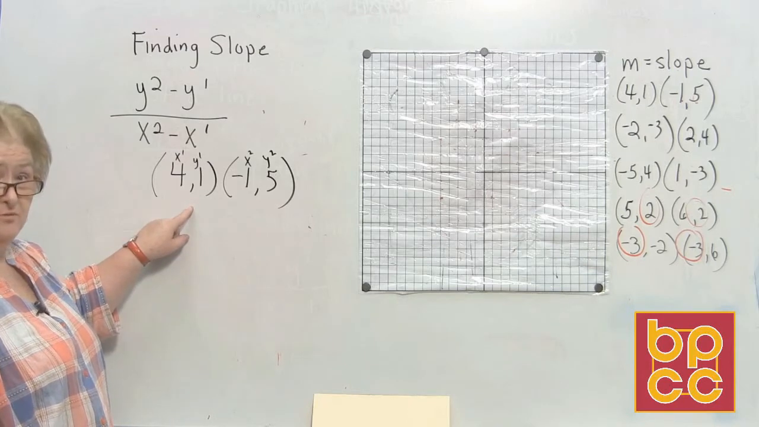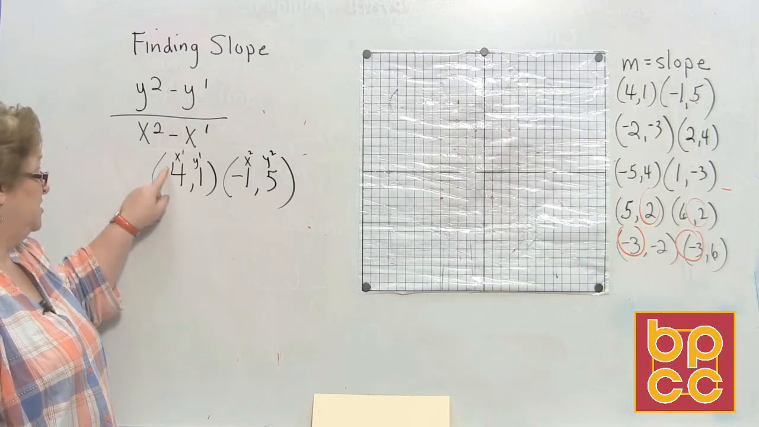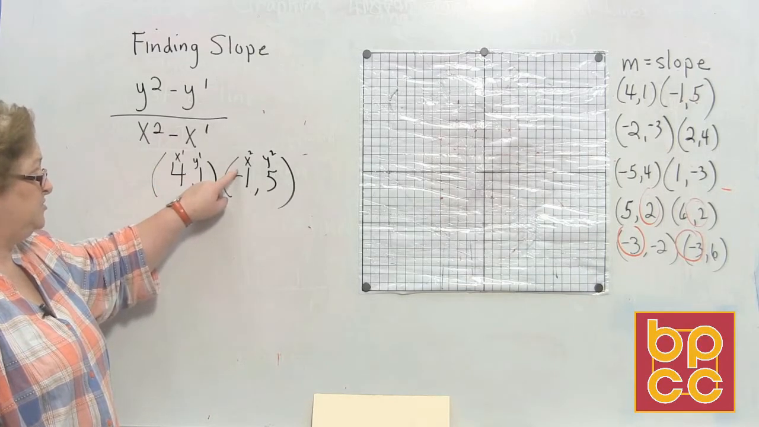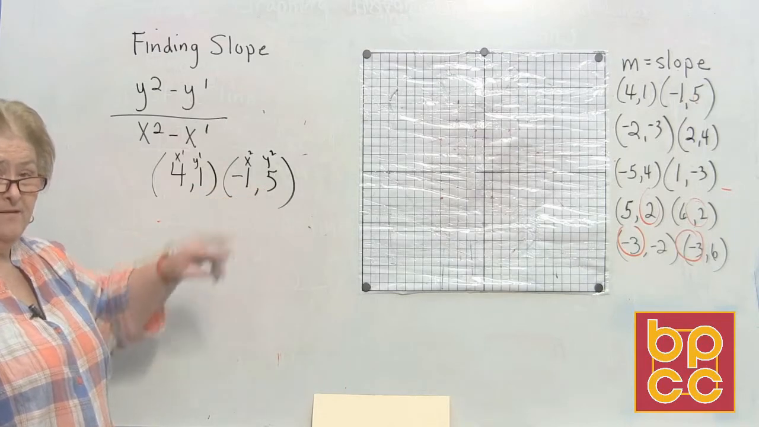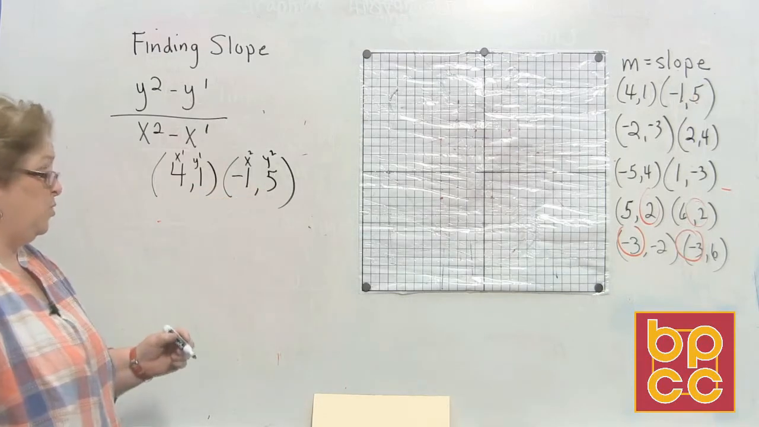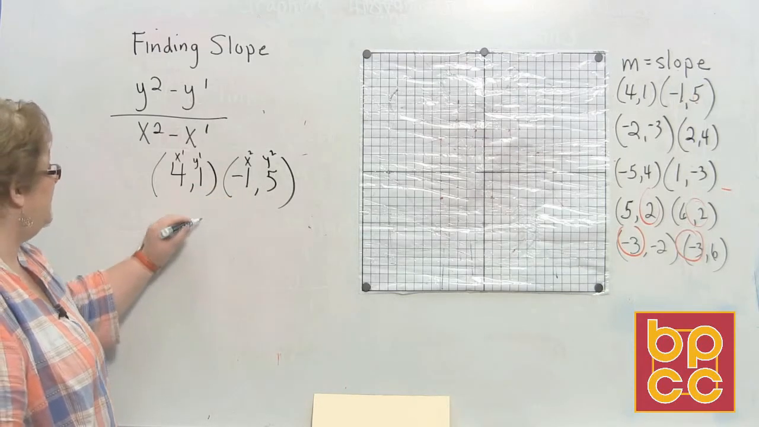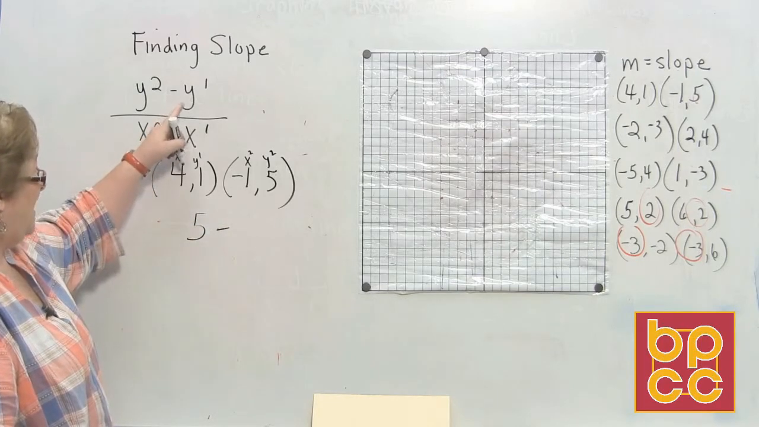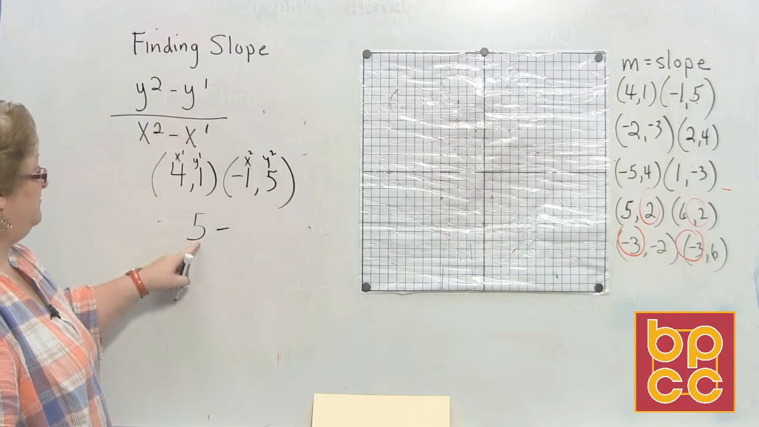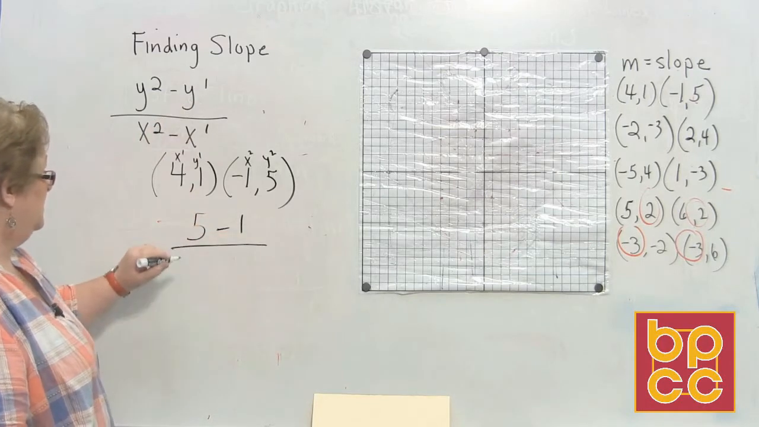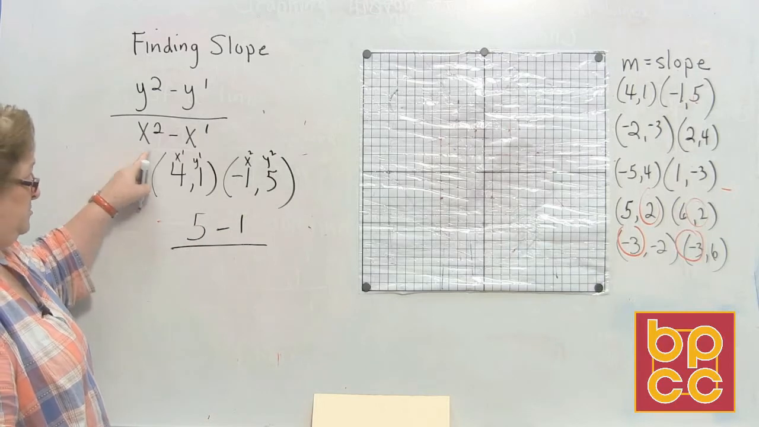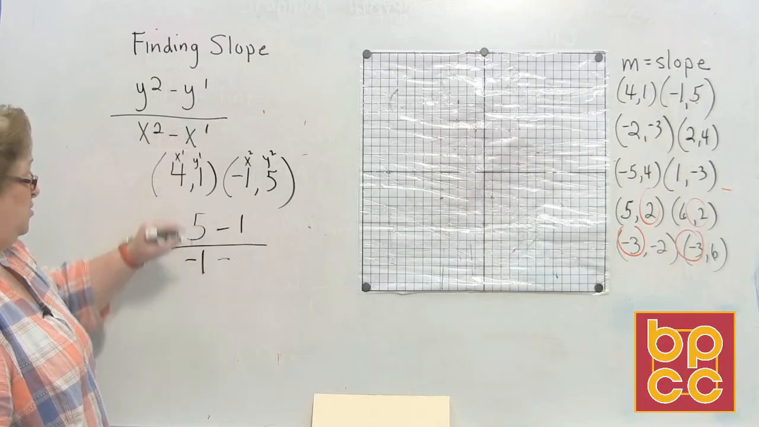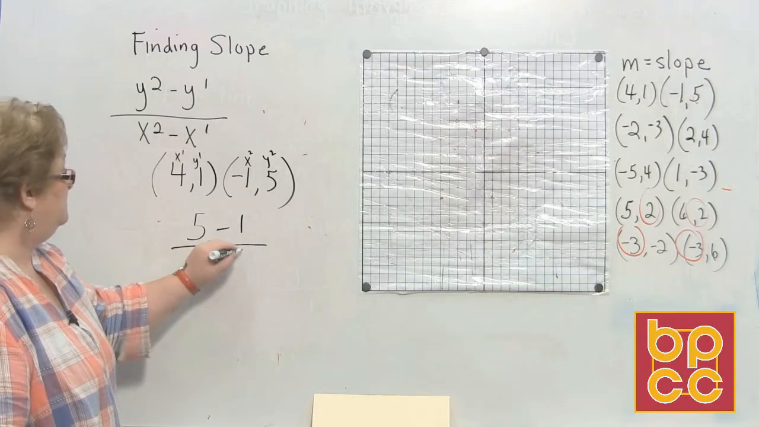This is the first ordered pair, so this is your x1, y1. This is your second ordered pair, so there's your x2, y2. Now, here we go. It says start with y2. Well, y2 is 5. Put a minus sign in, and y1 is 1. 5 minus 1. Now we're going to go to x2, which is a negative 1, subtract x1, which is 4.